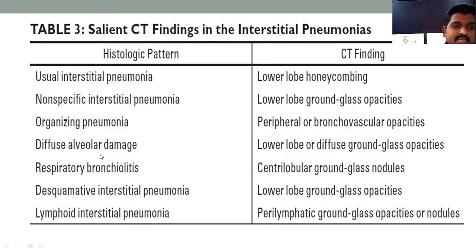If you are dealing with DAD, diffuse alveolar damage, you could see more diffuse ground glass opacities. If you are dealing with RBILD, that's respiratory bronchiolitis ILD, more central lobular ground glass nodules, as I already described in the previous slides. If you are dealing with DIP, which is one of the sequelae of RBILD seen in smokers, you could see more lower lobe ground glass opacities along with central lobular nodules also. If you are dealing with LIP, as I already told you, you see perilymphatic ground glass opacity along with nodules and some typical cysts that I already described in the previous slides.